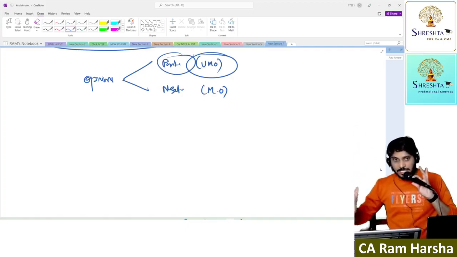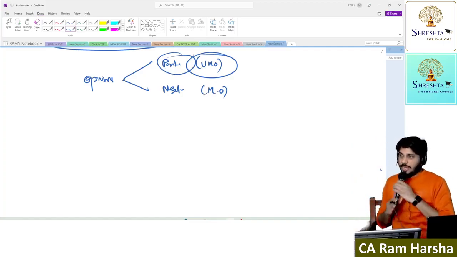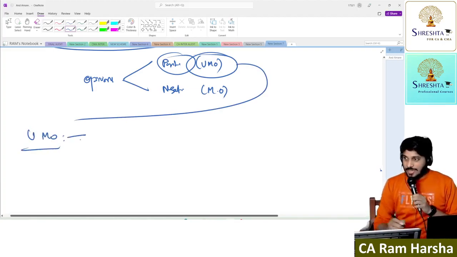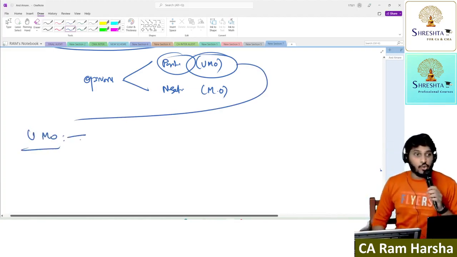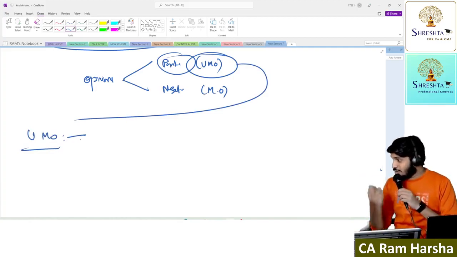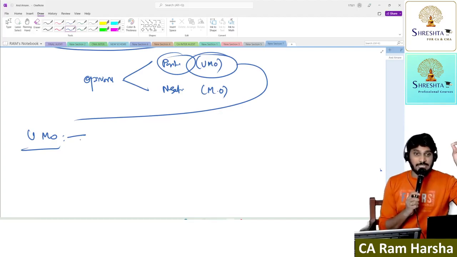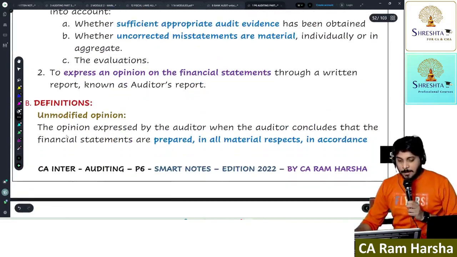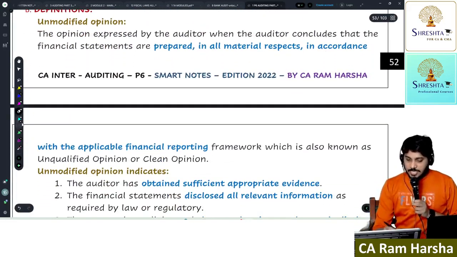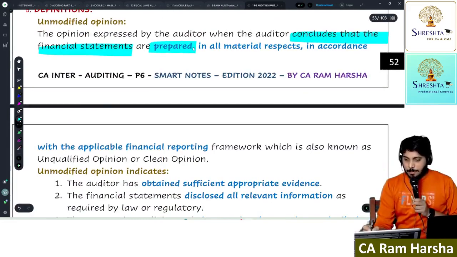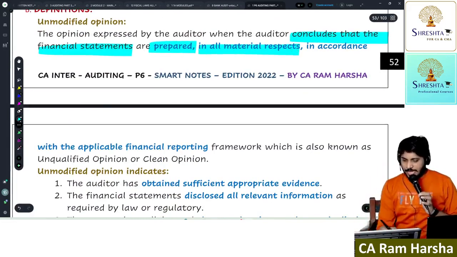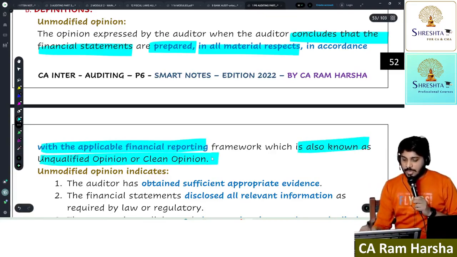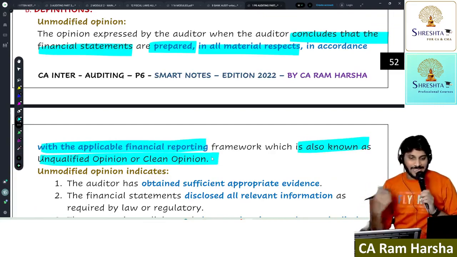Able to understand the terminology, how they came. So I will modify my opinion. Now, that is what definitions were given. Unmodified opinion, what is the definition? If the auditor concludes, based on sufficient and appropriate evidence, that the financial statements are prepared in all material respects according to the applicable framework, then the auditor will give an unqualified opinion or clean opinion.